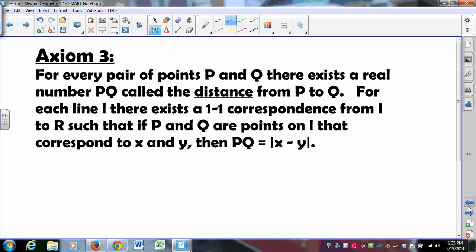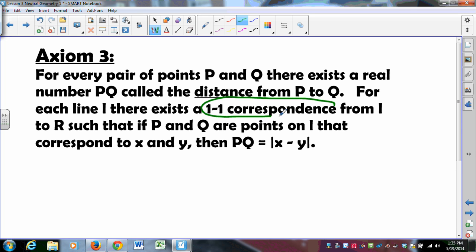Axiom 3. For every pair of points P and Q, there exists a real number PQ called the distance from P to Q. For each line L, there exists a one-to-one correspondence from L to R, such that if P and Q are points on L that correspond to X and Y, real numbers, then PQ is the absolute value of X minus Y.